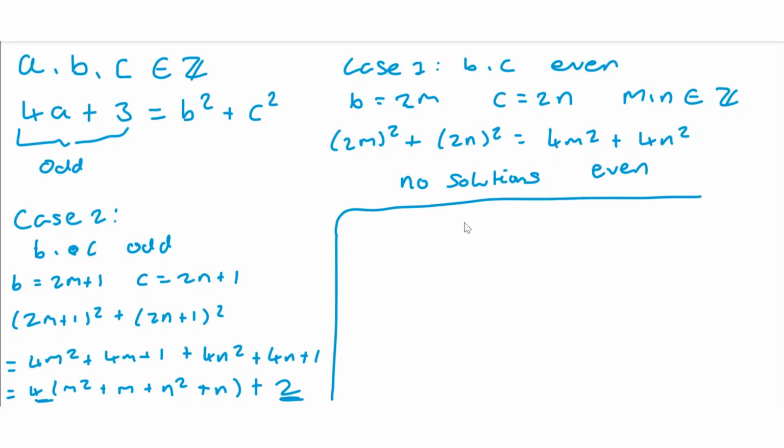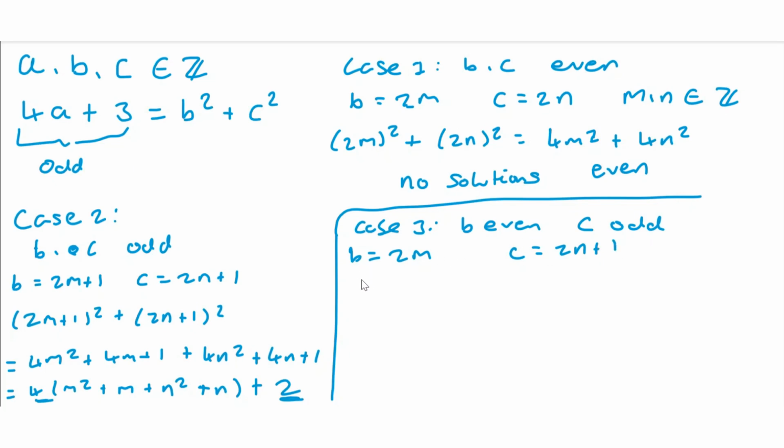The final case is, say, b even, c odd. And you might think, what about the other case where b's odd and c's even? But because of the symmetry of this right hand side, b squared and c squared play the same role. So if we check this case, we've checked that other case as well. The case is just one of them being even and the other one being odd. No difference between this case and the case where b is odd and c is even. So in this case we have b is equal to 2m, c is equal to 2n plus 1. So let's see what we get here.